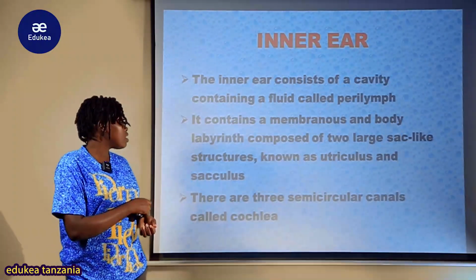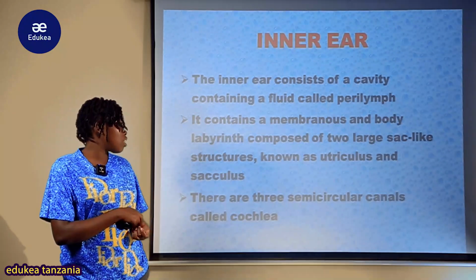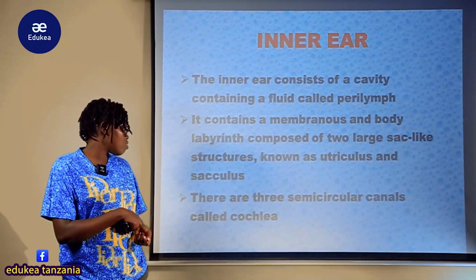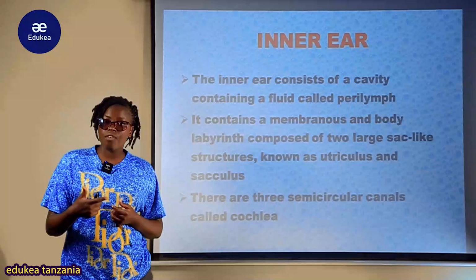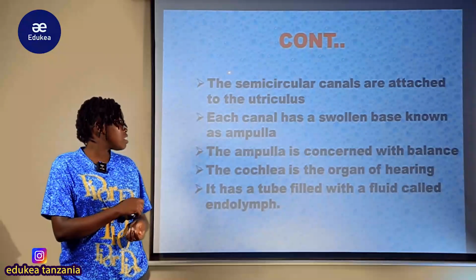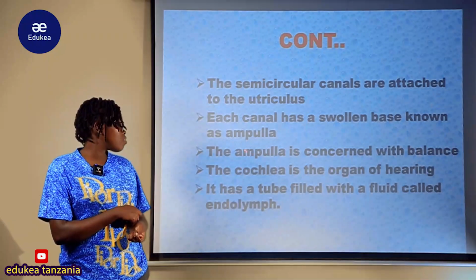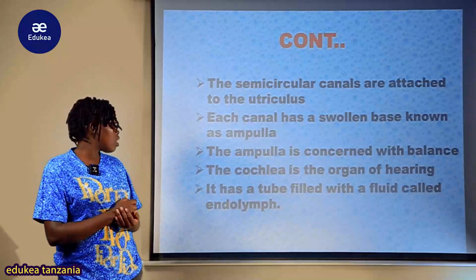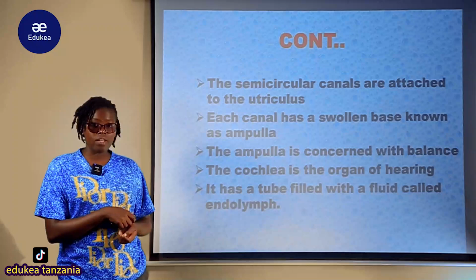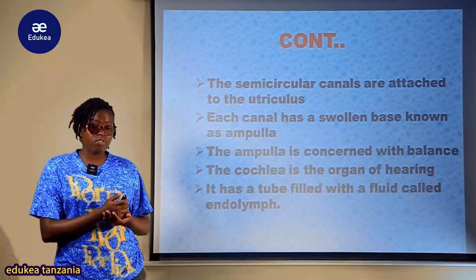So it contains the membranous and bony labyrinth composed of the 2 large sac-like structures known as utriculus pamoja na sacculus. There are 3 semicircular canals, and the cochlea ambayo ni very coiled. So the semicircular canals are attached to the utriculus and each canal has a swollen base known as the ampulla. So the ampulla is concerned with balancing and the cochlea is the organ of hearing. Kwa hiyo ile coiling structure ni kwa ajili ya kuongeza surface area for hearing.